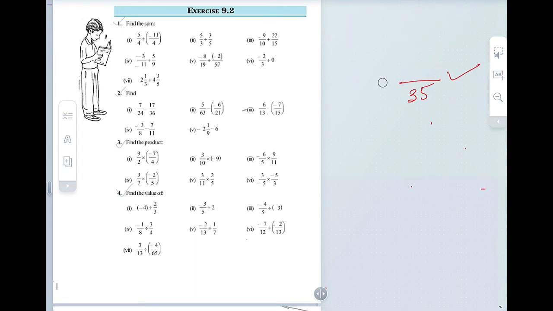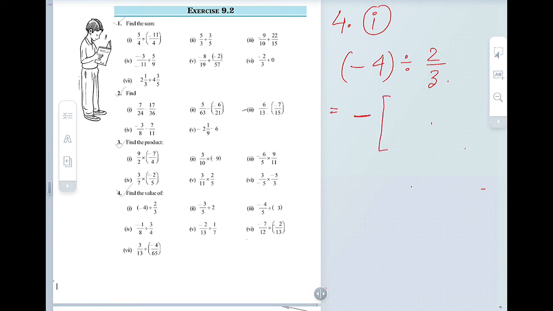Okay. Now let us do the last sum, that is division of rational numbers. Let us do the first one, minus 4 divided by 2 by 3. See, exactly in the same way of multiplication we will do the signs for the divisions also. If two different signs are being divided, then we will always get a minus sign. Okay. Then we will do the operations on the numbers. 4 divided by 2 by 3.